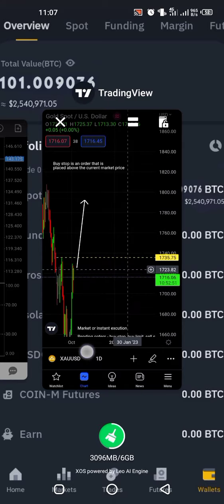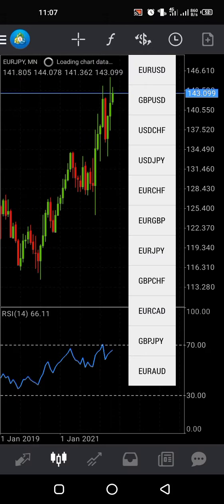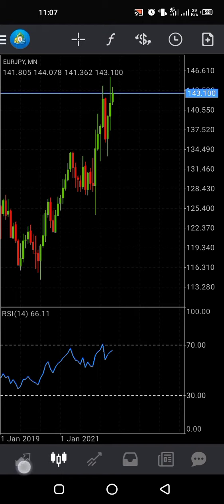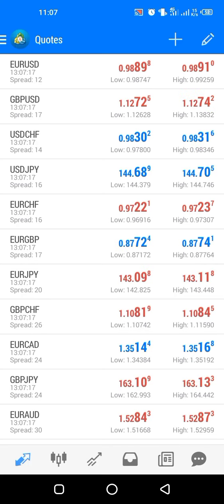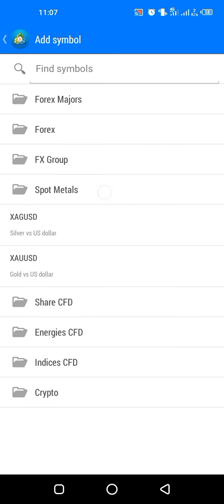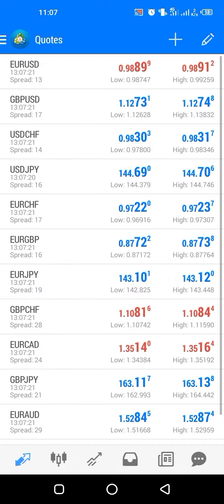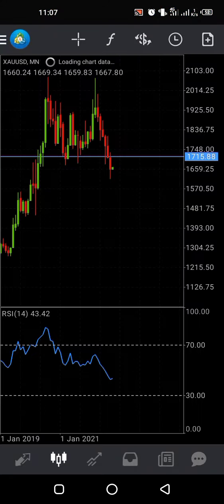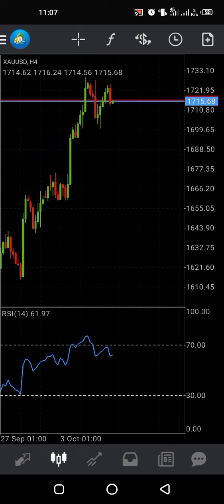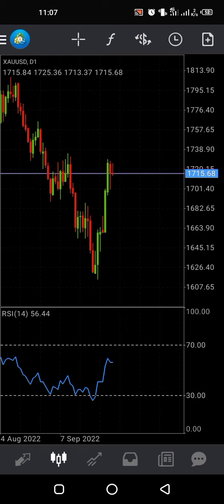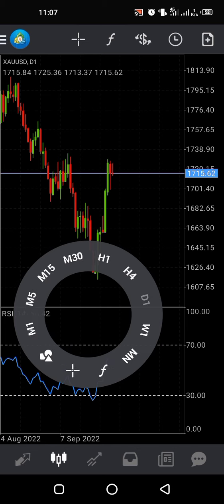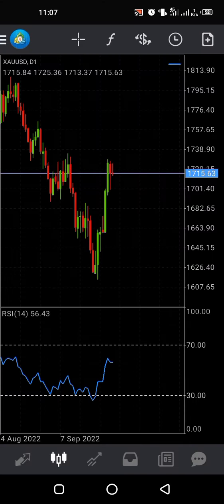So just to show you what we're doing, let's show you something close to that. So it's exactly what we did on the trading view. You see, you can do it here too, but trading view has more tools for you to work with.